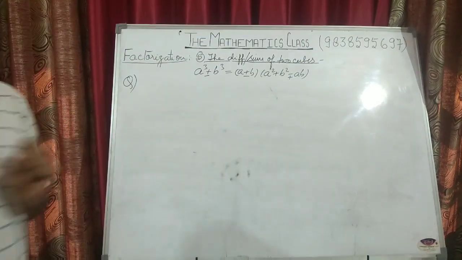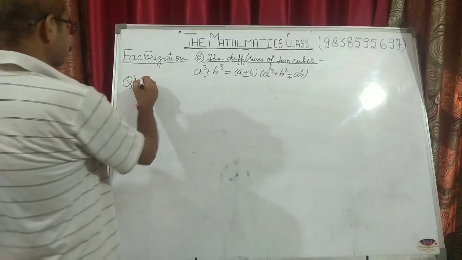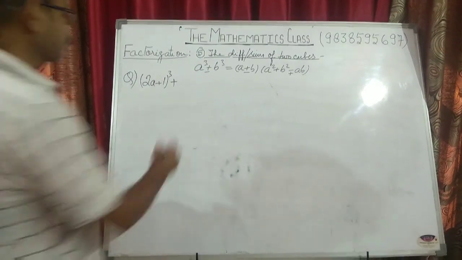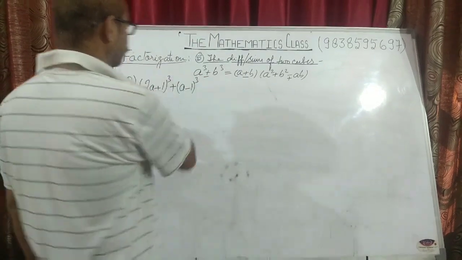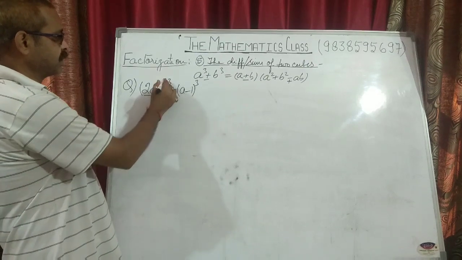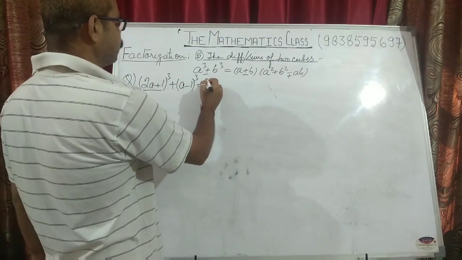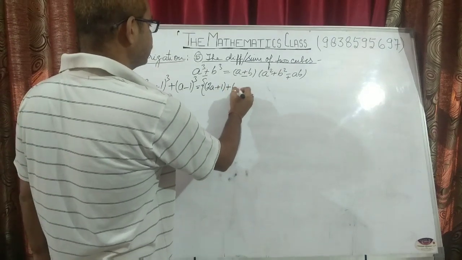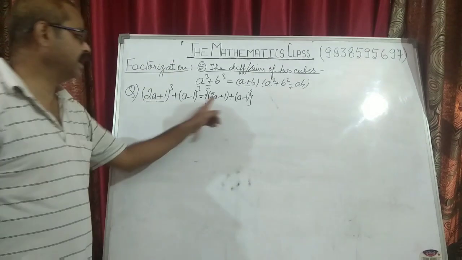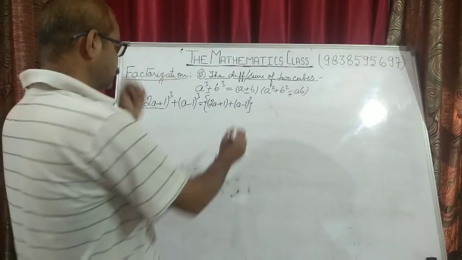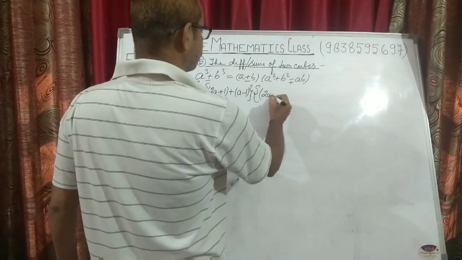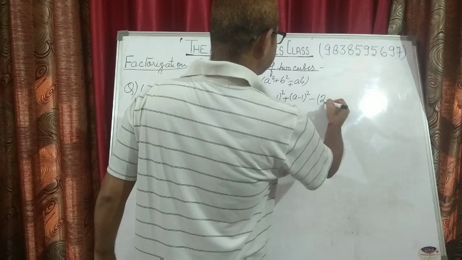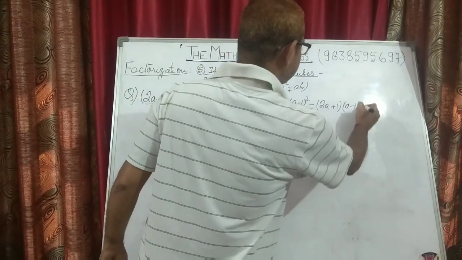Let's take a question that reads 2a plus 1 whole cube plus a minus 1 whole cube. Now in this you can see simply this is a cube plus b cube. We know that a cube plus b cube is a plus b. Now a plus b means a is 2a plus 1 plus b means a minus 1. Then a square plus b square minus ab. So we can write it as a square, that is 2a plus 1 whole square, plus b square, minus ab, that is 2a plus 1 times a minus 1.